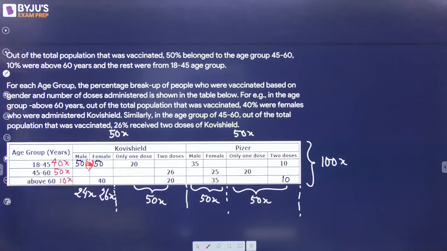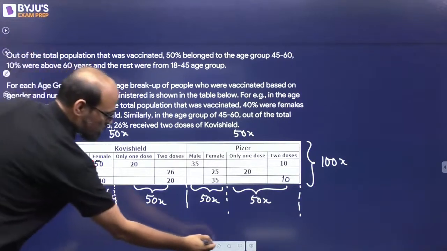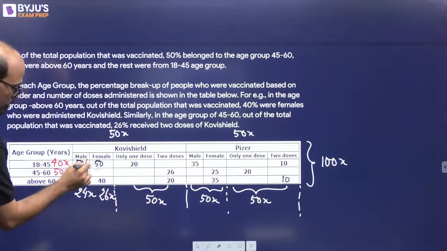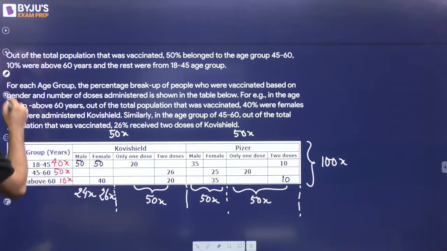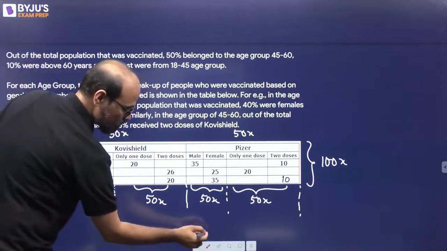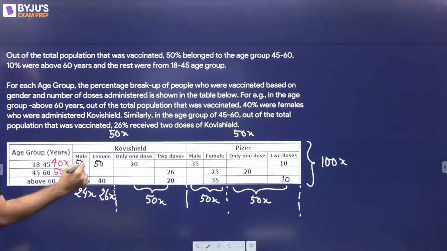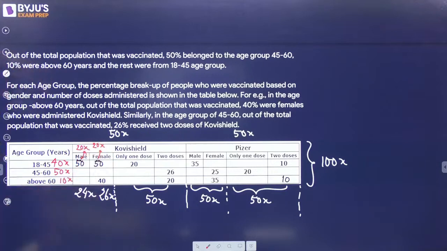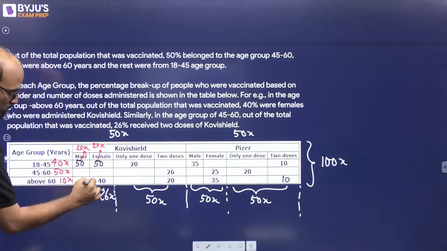Is it visible to you guys? I doubt it is visible. So what I will do is write a little smaller. Okay? So this is going to give us 20x. This is also going to give us 20x. 40% of 10x will be 4x.